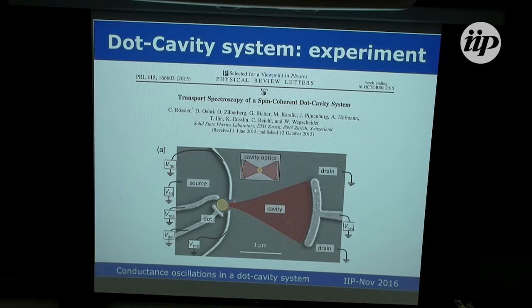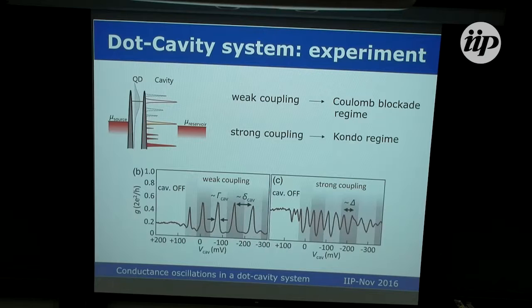You can change by a whole amount whatever you have in the transmission here, and in particular the spin structure of this guy. So it's a way to manipulate by interference the spin structure of a dot sitting here. So this is the claim. Good. So the experiment goes like that.